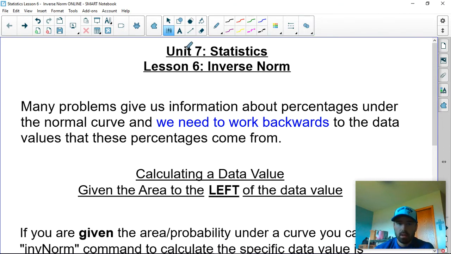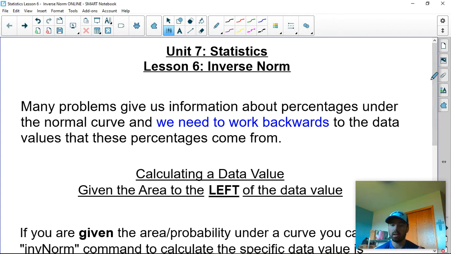Hello, everybody. This is lesson 6 in statistics, and we are now going to be looking at inverse norm. So previously on our calculator, the last lesson, we were getting a z-score and calculating a probability or a percentage from the z-score on the graph. Now, some problems here are going to give us percentages, and we're going to have to work backward and figure out the data values or the z-scores from that.